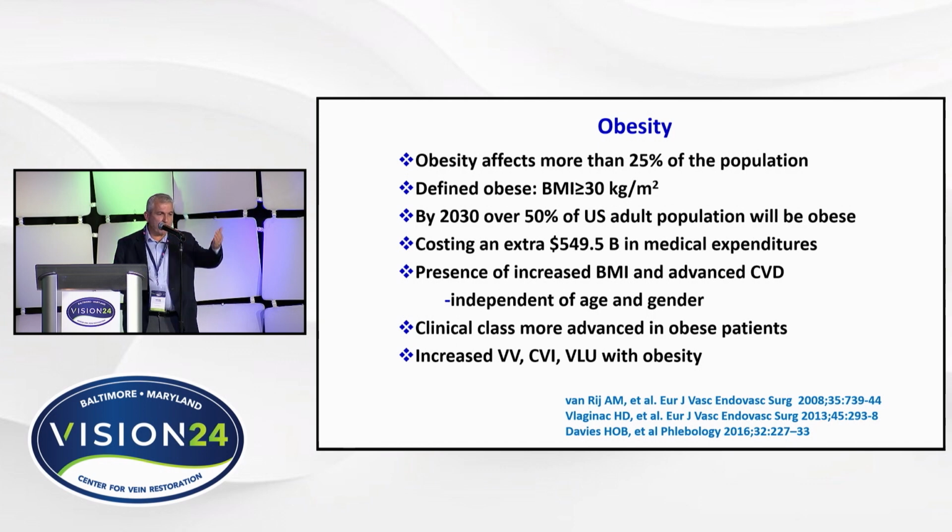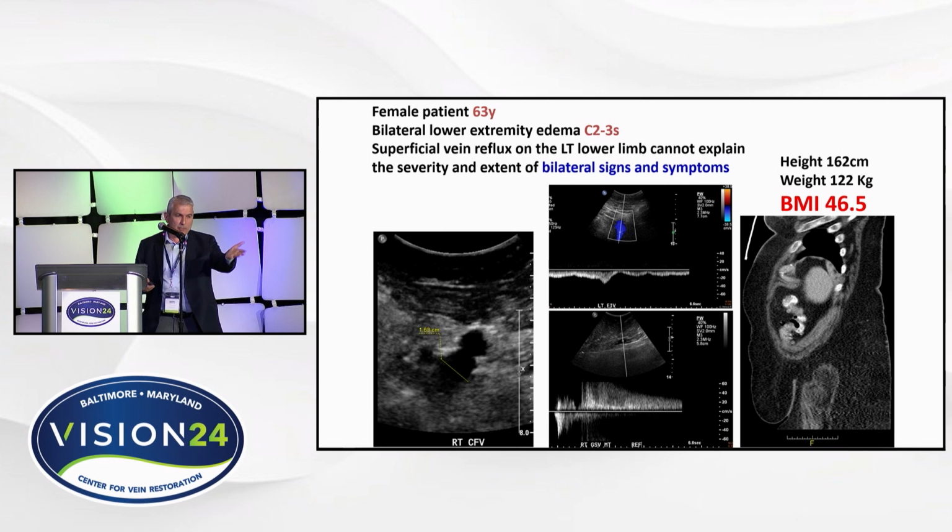So, very brief about obesity. There's a lot of work. I'm not going to tell you all these things, but I'll show you one of the patients. This female, 63, clearly has a lot of reflux of the great saphenous vein. Do you think this patient has a problem of the great saphenous vein or the obesity? The patient has a symmetrical problem in both legs, but one leg happened to have a huge reflux of the great saphenous vein. That has not made a difference.